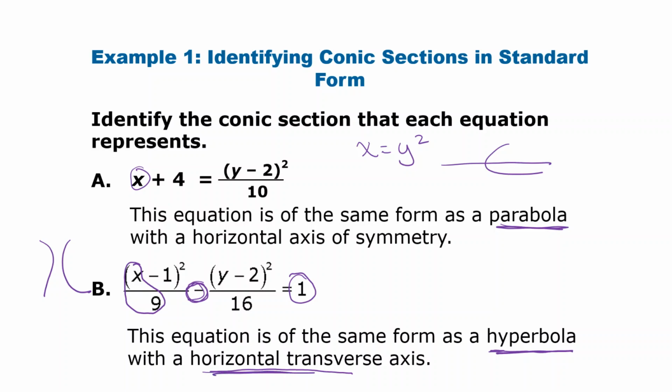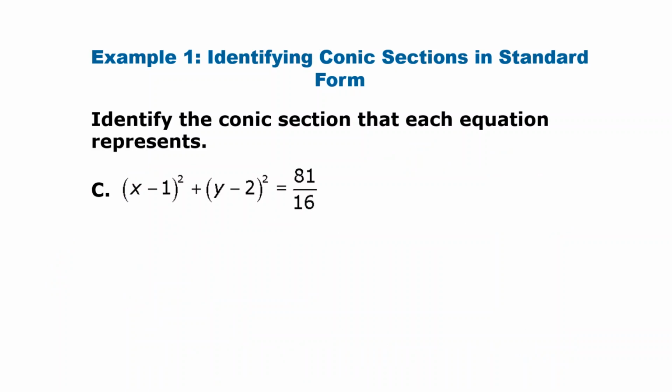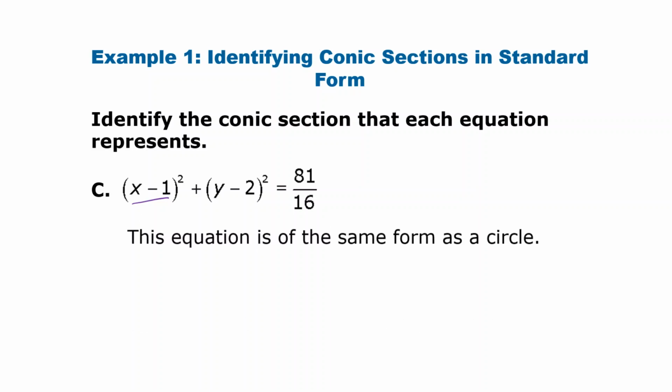Let's try another. The last one, I see that I don't have any denominators here, no fractions or anything. So I remember that this conic section is the same as a circle. This is going to be my distance, and this will equal my radius squared.